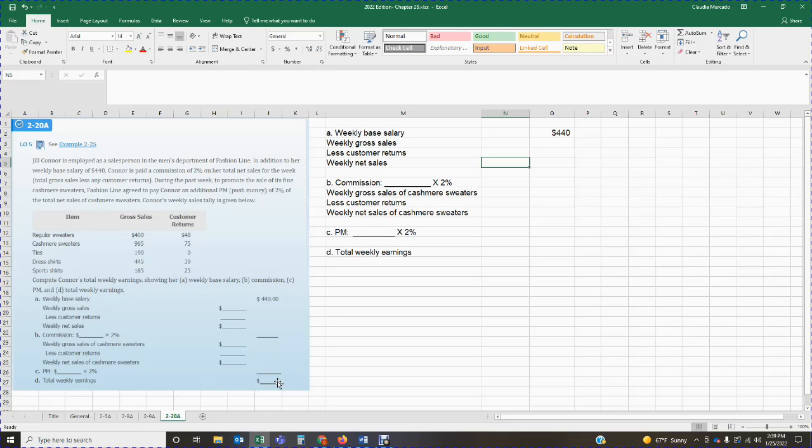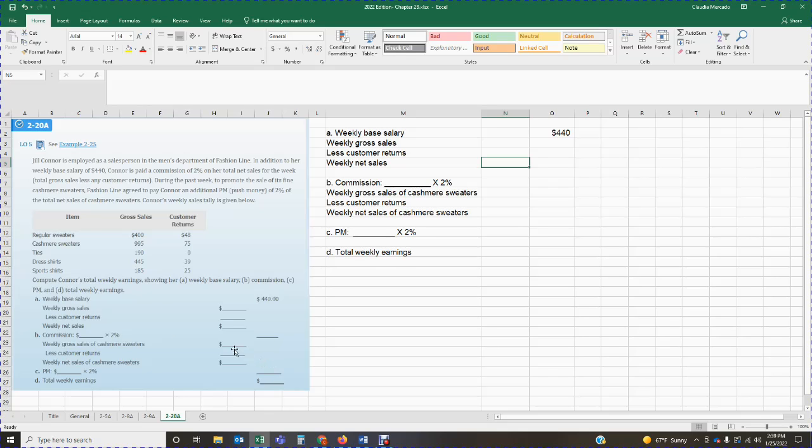Connor's weekly sales tally is given below. Regular sweaters: sales of 400, returns of 48. Cashmere sweaters: sales of 995, returns of 75. Ties: sales of 190, 0 returns. Dress shirts: $445 in sales, $39 in customer returns. And sports shirts: $185 in gross sales and $25 in returns. We are being asked to compute Connor's total weekly earnings, showing her A, the weekly base salary, B, the commission, C, the push money, and D, the total weekly earnings.